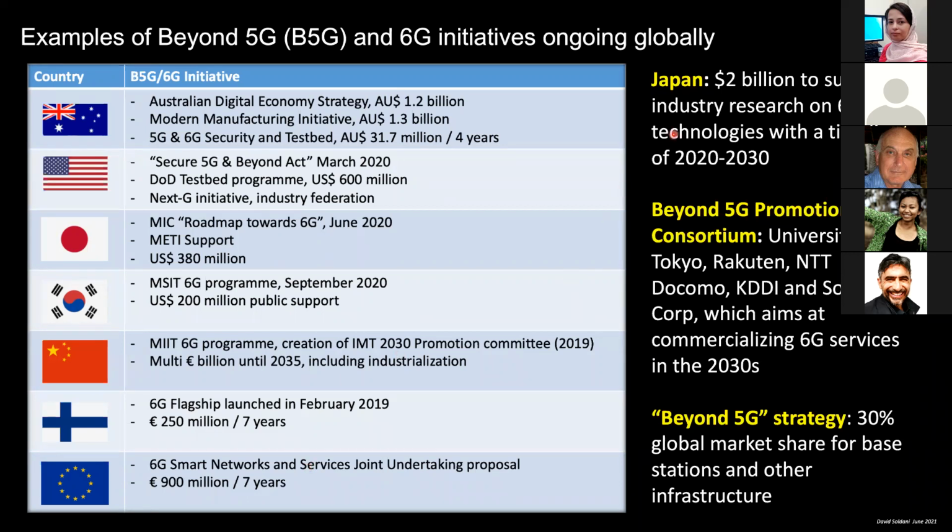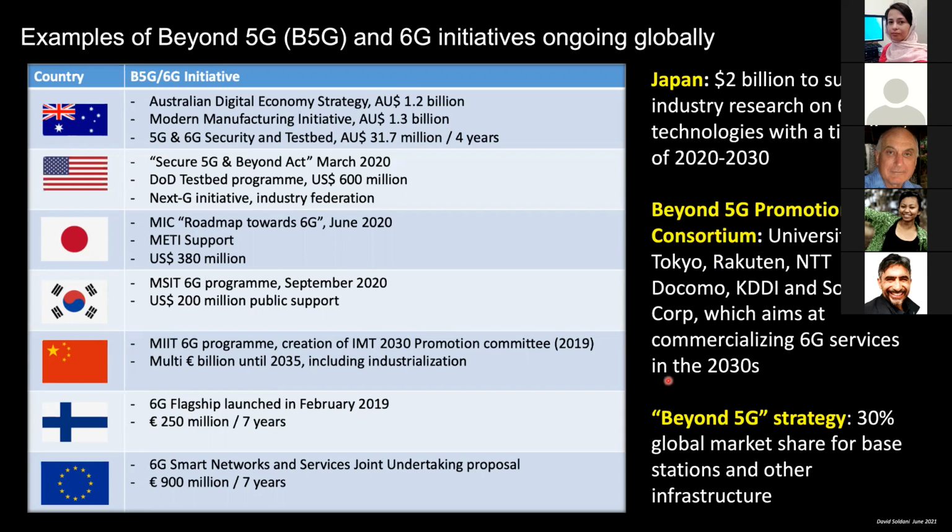Also, remarkable actions ongoing in Japan, where the government has recently committed 2 billion to support the industry research on 6G technology, within the time frame of 2030, although I think that the research will terminate much earlier than that. So I think a lot of this budget will be devoted to innovation and test cases and verification in the field, like we had within the Horizon 2020 in Europe.